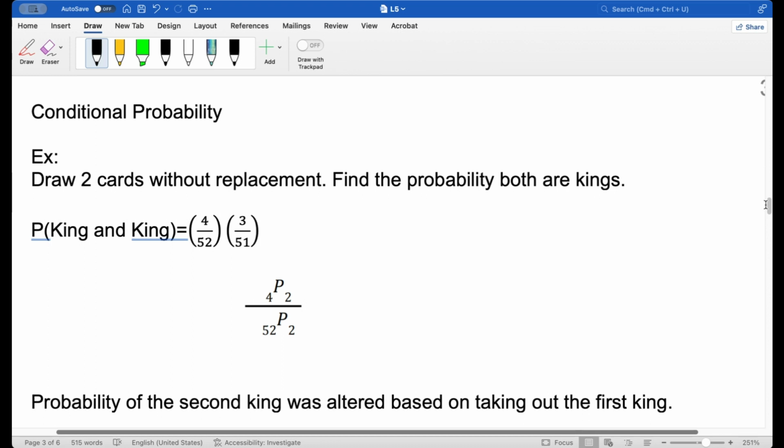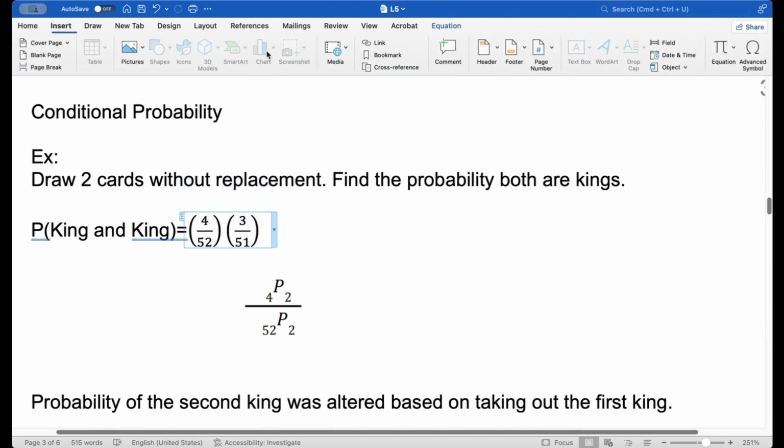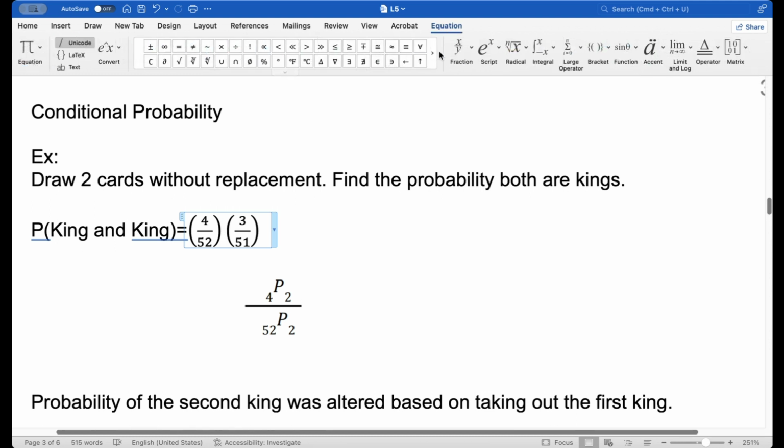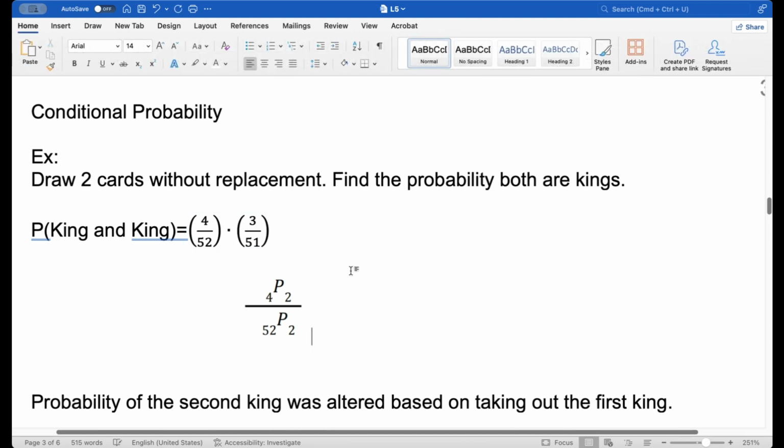Okay, now we get to this new topic here, conditional probability. First example, you draw 2 cards without replacement. Find the probability both are kings. So there are 4 kings in the deck, 52 cards total. Now, this is the key thing here. Because it's without replacement, on the second draw, we only have 3 kings left out of 51 cards. So it's going to be 4 over 52 times 3 out of 51. You're going to multiply those together.